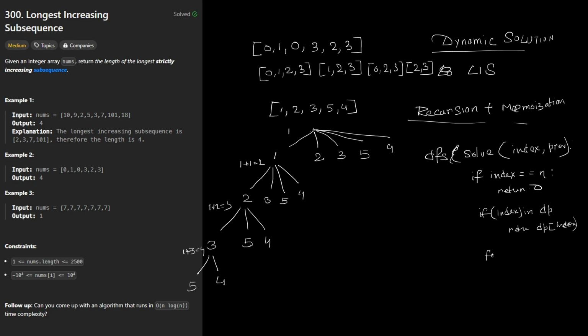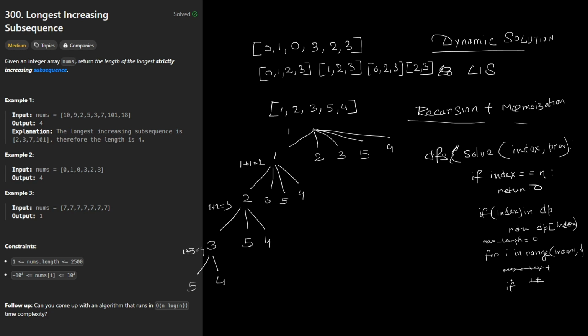So I can say for i in range, from whatever index we are at, index plus 1 to n. And here we are going to call. Initially, the max length we can initialize at 0. And here I can say max length equals max length plus, because we also need to check one more thing, which I forgot to add.